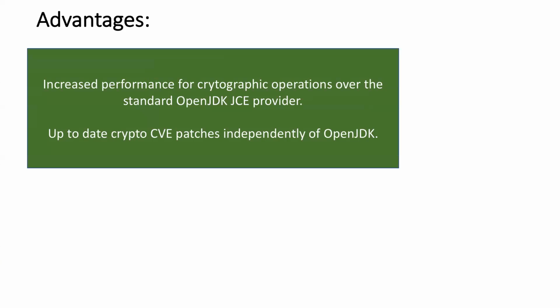So what are the advantages? It provides increased performance for the cryptographic operations over the standard JCE provider from OpenJDK. The standard JCE provider is actually optimized for HotSpot-based OpenJDK. It is intrinsically optimized for cryptographic operations, which obviously doesn't match the performance profile of Eclipse OpenJ9. So by using OpenSSL as the provider instead, we can have enhanced cryptographic performance over using the standard JCE provider, which is not optimized for OpenJ9.